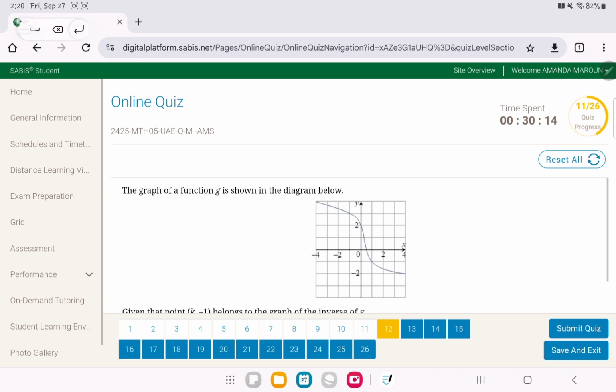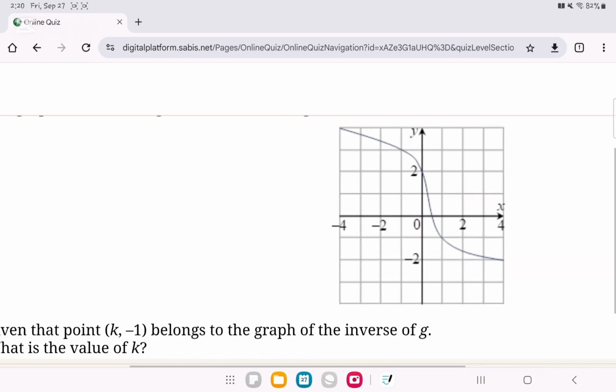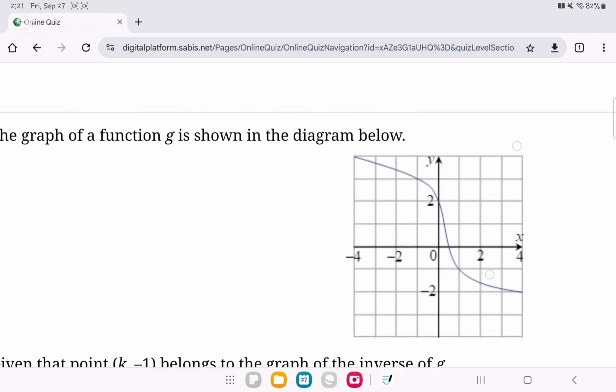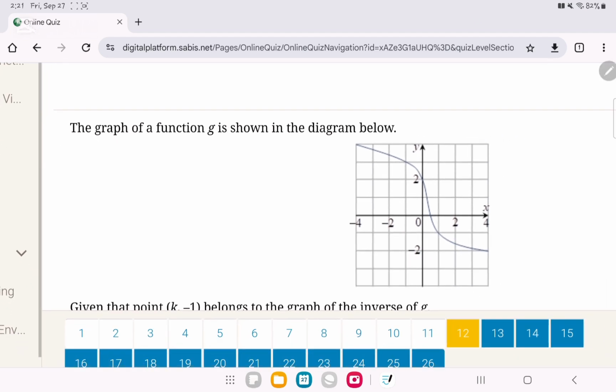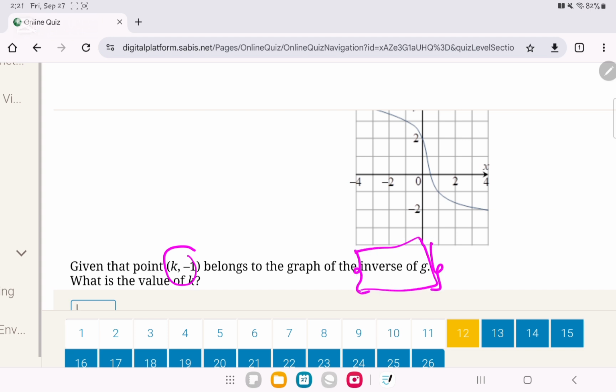Question number 12. This is really, really important. Okay, I need you guys to pay really close attention. It's actually really fun if you think of it like this. We have the graph of a function g shown in the diagram below. So this is function g. They're telling us, given the point (k, minus 1) belongs to the graph of the inverse of g, keep this in mind, very, very important. What is the value of k? They need the value of k.